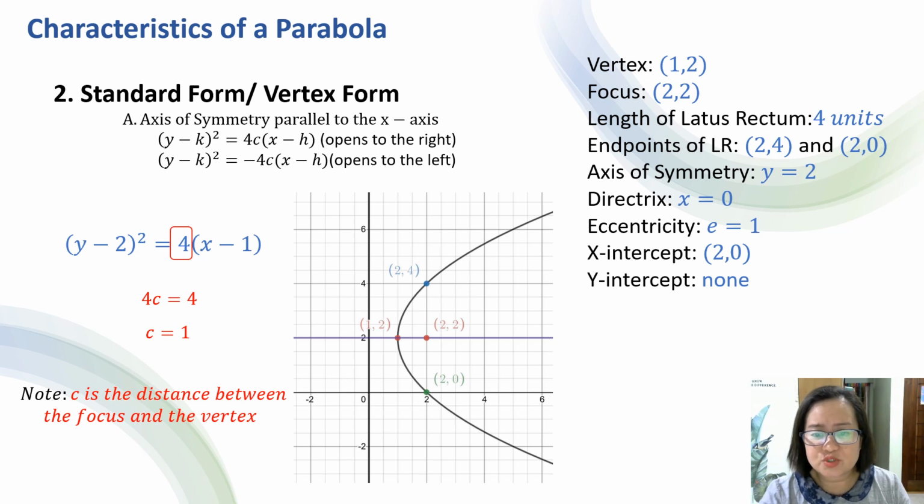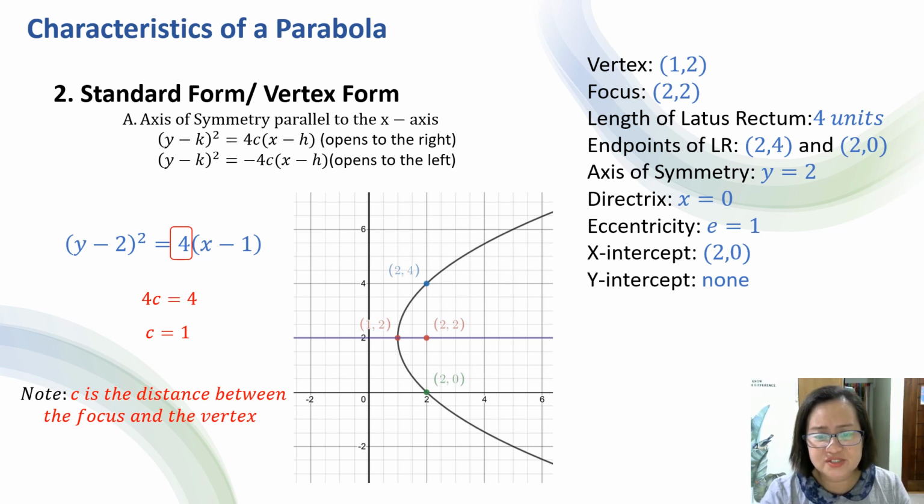The axis of symmetry, take note, is the line that passes through the focus and the vertex. So in this case, we have y equals 2. Its directrix is x equals 0, since the distance of the directrix and the vertex is equal to the distance of the focus and the vertex. Hence, we will have x equals 0.